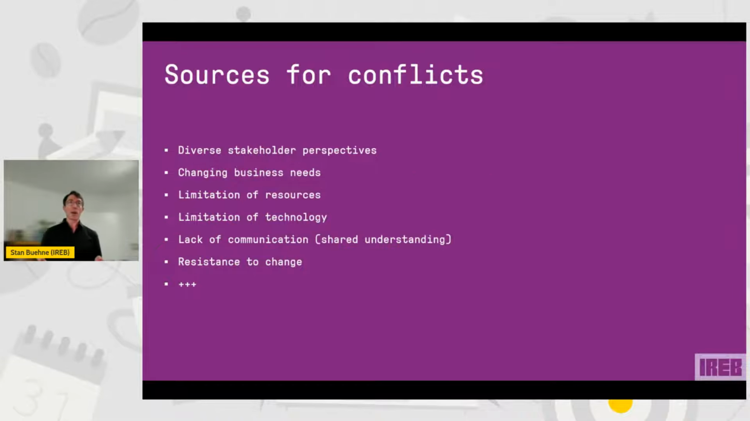For instance, we have different perspectives of stakeholders. This means the more stakeholders and the more departments we have being part of our project, the more potential for conflicts there is, because we have changing business needs. We have, for instance, limitation of resources. We have limitations of technology. Not everything is doable by technology, for instance. This could also be a potential for conflict.